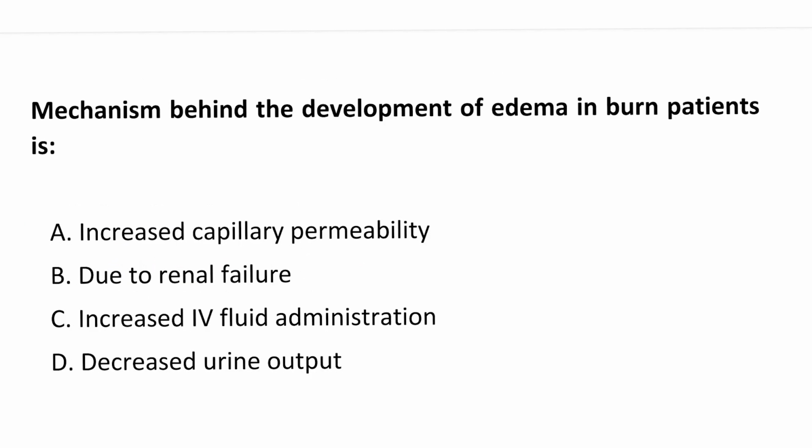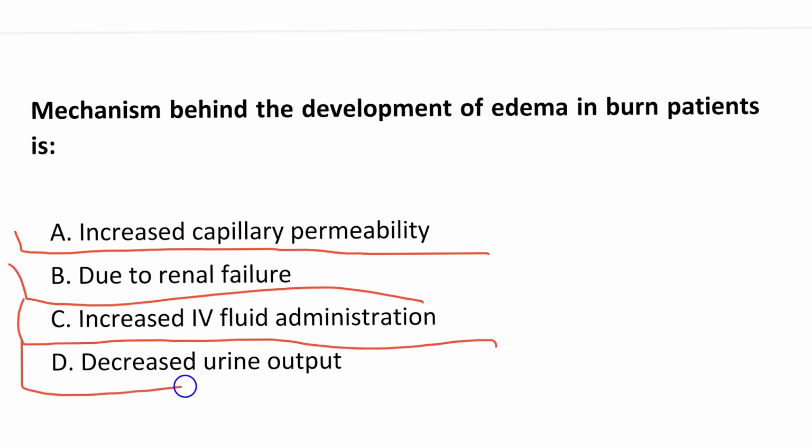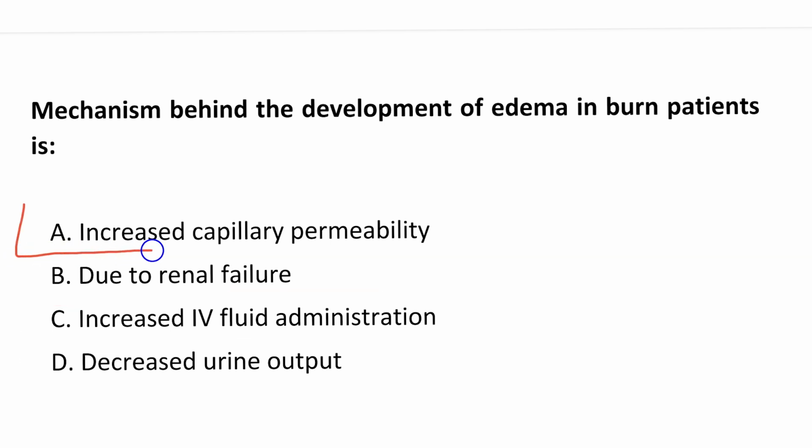Next question. Mechanism behind the development of edema in burn patient. Option A, increased capillary permeability. Option B, due to renal failure. Option C, increased fluid administration. Option D, decreased urine output. The correct answer is option A, increased capillary permeability.